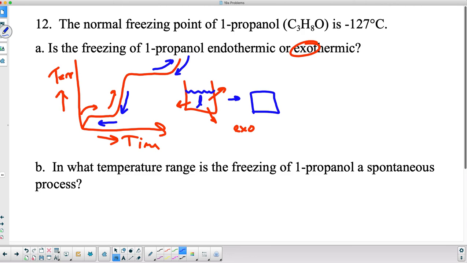So in what temperature range is the freezing of 1-propanol a spontaneous process? Well, that's easy. Anything greater than negative 127 degrees Celsius means that it is a spontaneous procedure, because it's actually pulling in. Yeah, you're right. If you're thinking, no, I don't think so, I think he's wrong, you are right. I'm talking about freezing. Freezing means less than negative 127. It would happen spontaneously. Sorry about that. Okay, on to the next part.